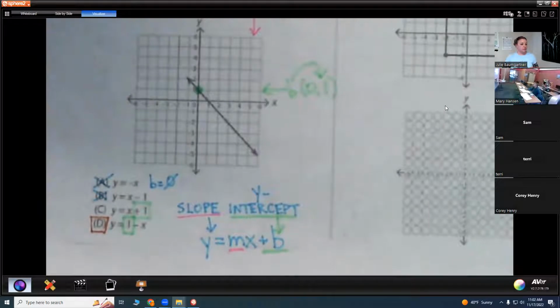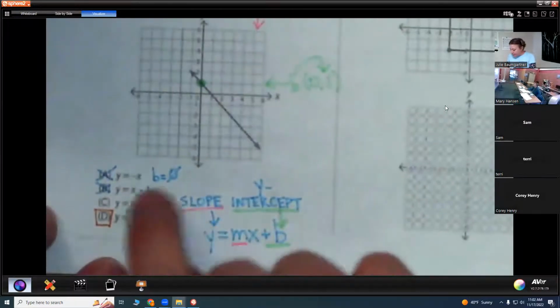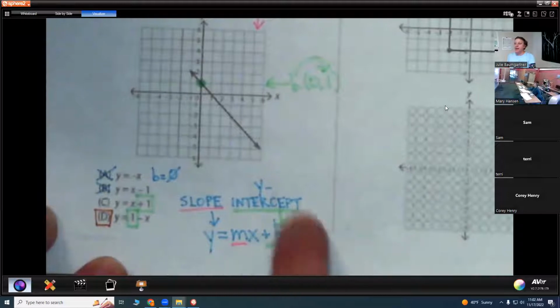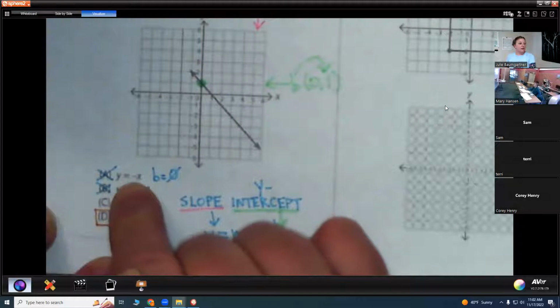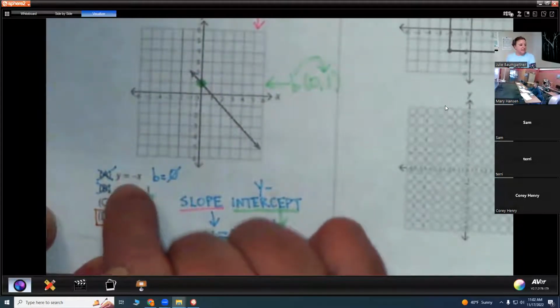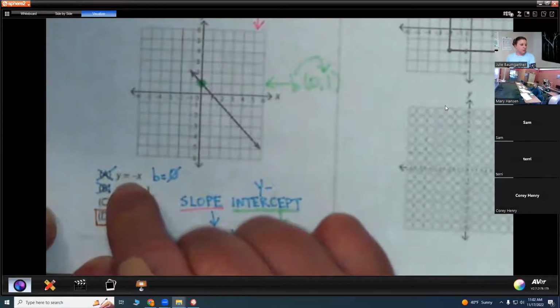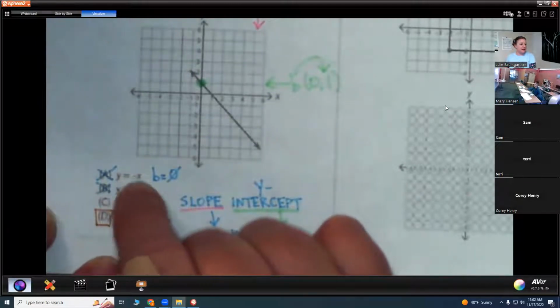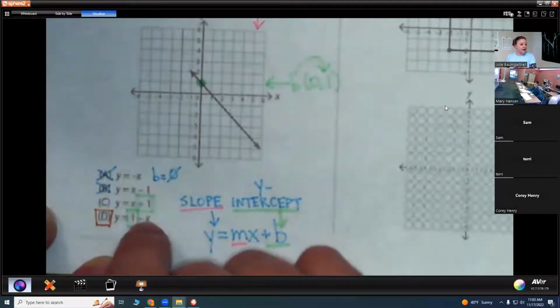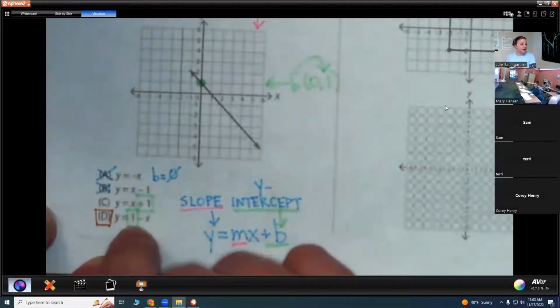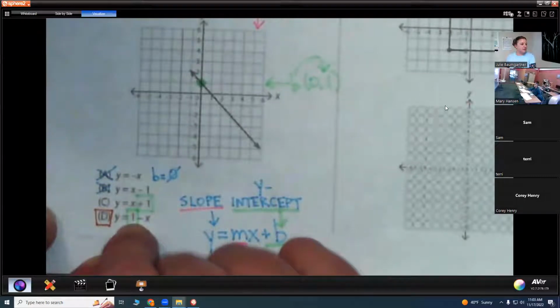No, only if there's nothing hanging out in the equation, right? So like answer A, B would be 0. If this is the equation of a line, y equals negative x, then that means that the M, the slope, is -1 and the B is 0. But here B equals -1, here B equals +1, here B equals +1.